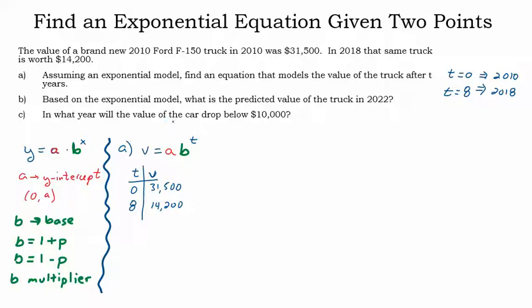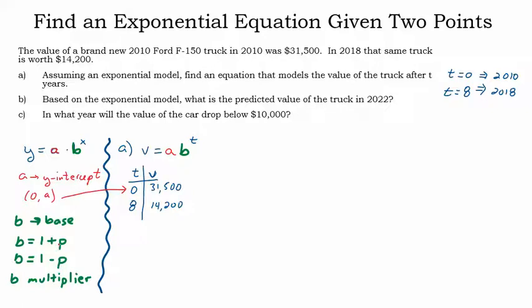So always keep that in mind and have that as part of your equation. We'll write that when we have our final equation. All right, so let's think about what we need to find. We need to find a, which is our y-intercept, the point (0, a), and we need to find b. Well, we're in luck because the point (0, a) is right here.